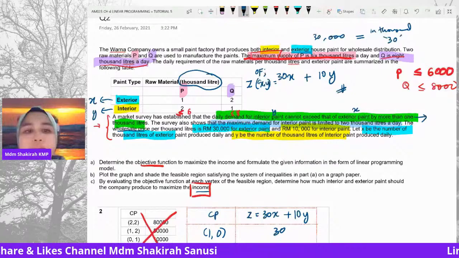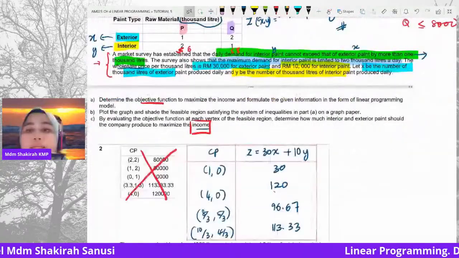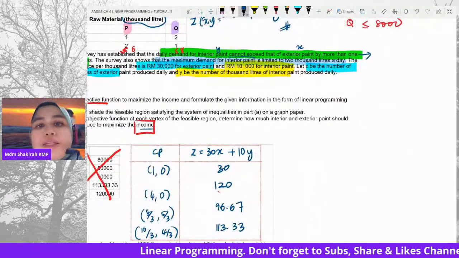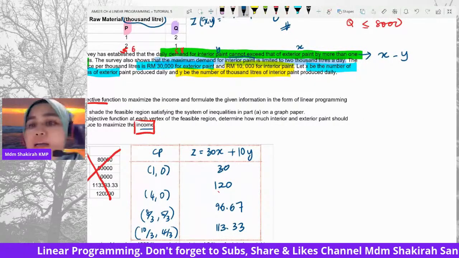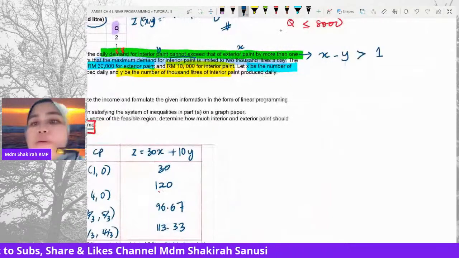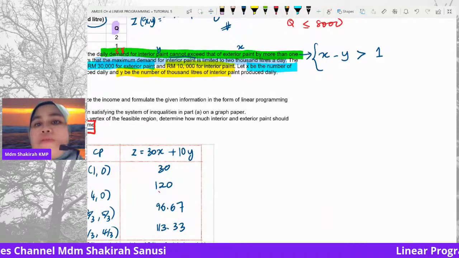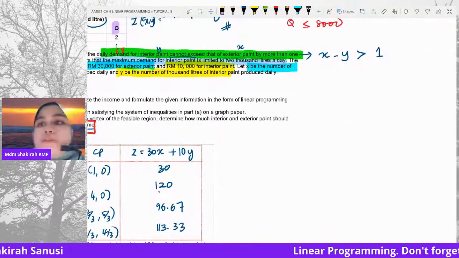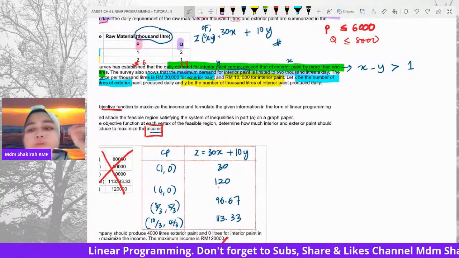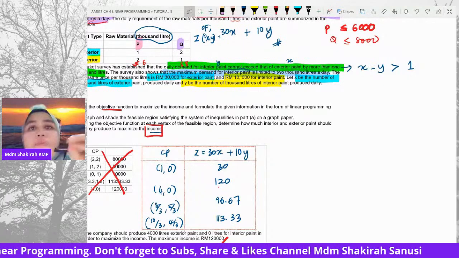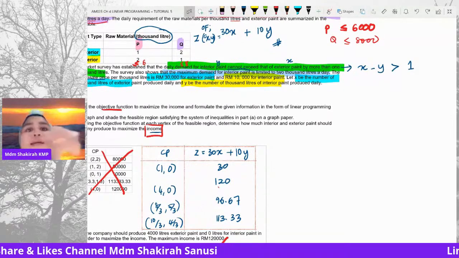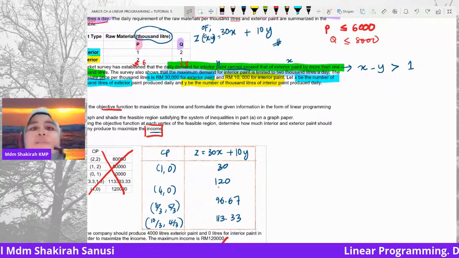Y tak boleh melebihi X. Y tidak boleh melebihi X. Okay, Y cannot exceed. Bermakna kat sini, dia adalah X tolak Y. Tak boleh melebihi apa? By more than 1000. Ini tak payah, bila tulis macam tu, confused. Itu masuk ayat dia kat sini. Daily demand untuk interior paint which is your Y tidak boleh melebihi X. Tidak boleh melebihi X bermakna X tolak Y. X yang akan lebih besar daripada Y. Bukan Y is bigger. So X minus Y greater than 1.